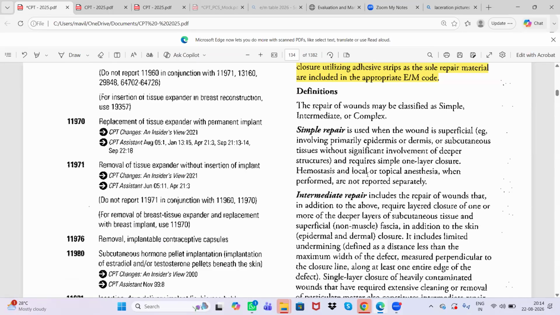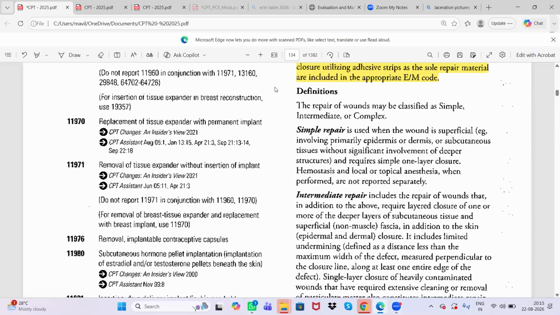Next, we have the types of repair, and there are three: simple, intermediate, and complex. How many types do we have? Three types of repair: simple repair, intermediate repair, and complex repair. For each repair, there is a term which we can remember and use to code it.